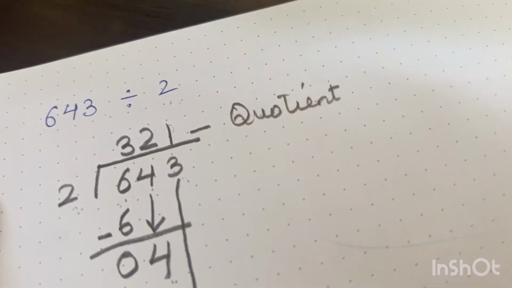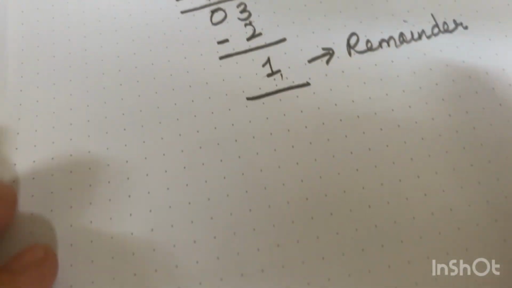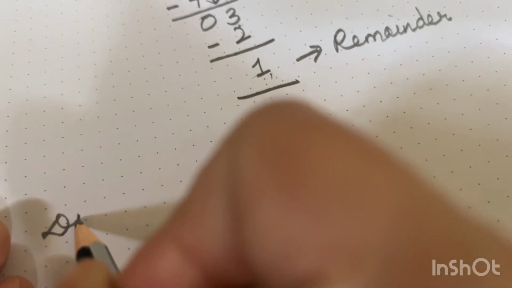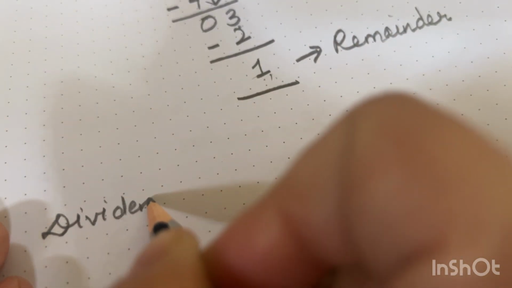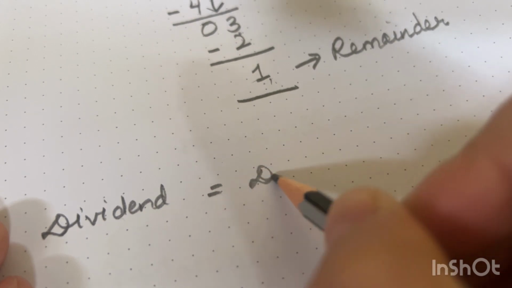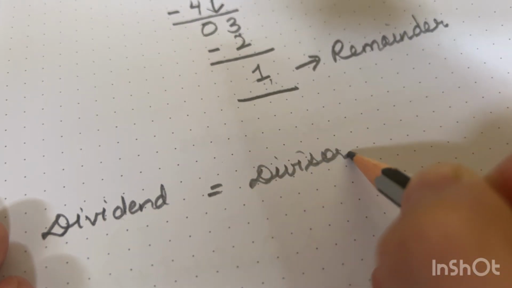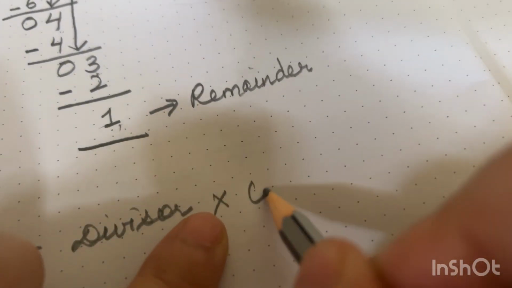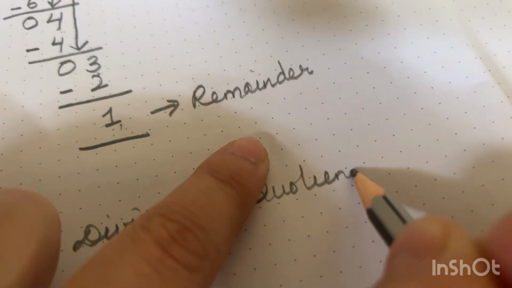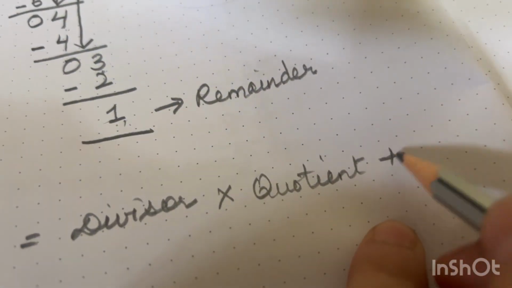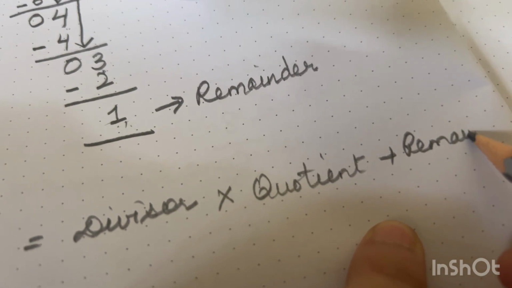Now again we will check. Again we will write the formula. Dividend is equal to divisor multiply by quotient plus remainder.